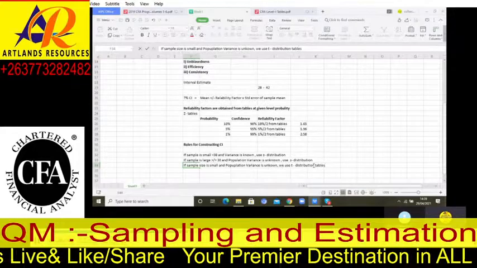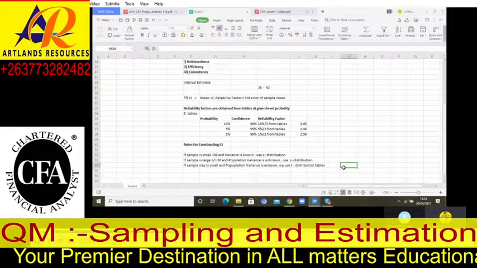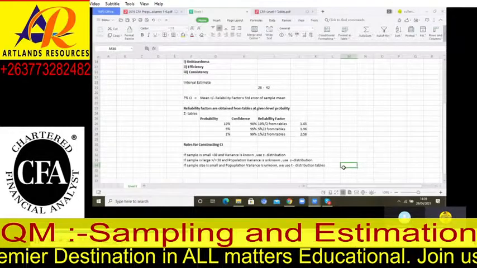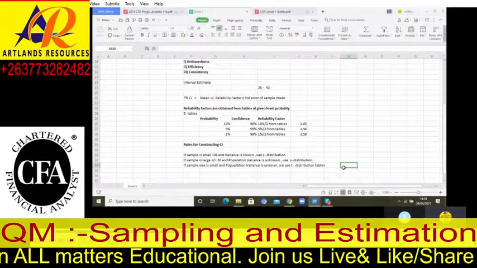Z is distribution tables. What do we use tables for? We use tables to get reliability factors. And in your exam, you may be given table extracts from T and extracts from Z.